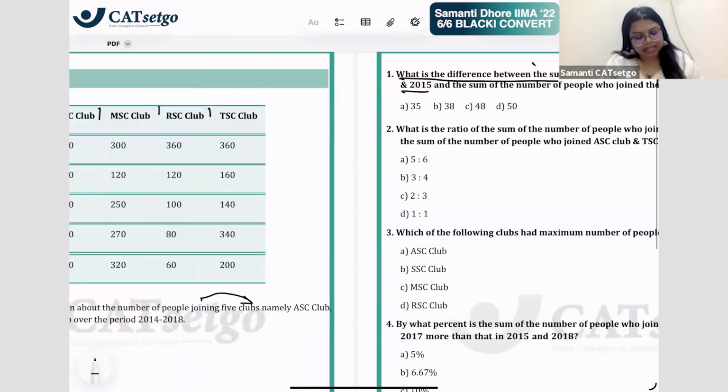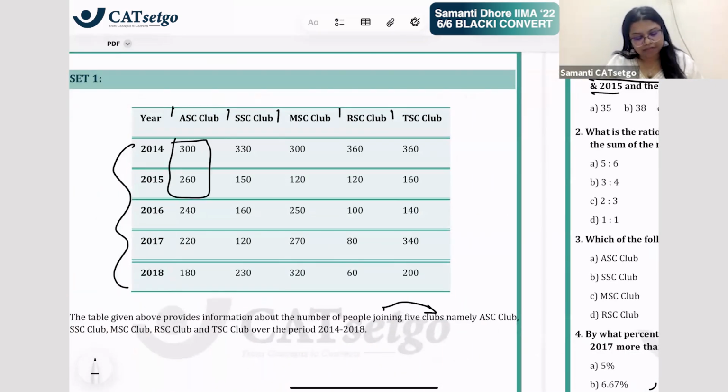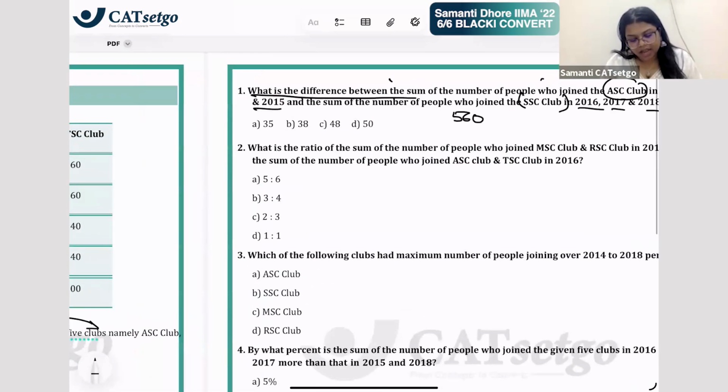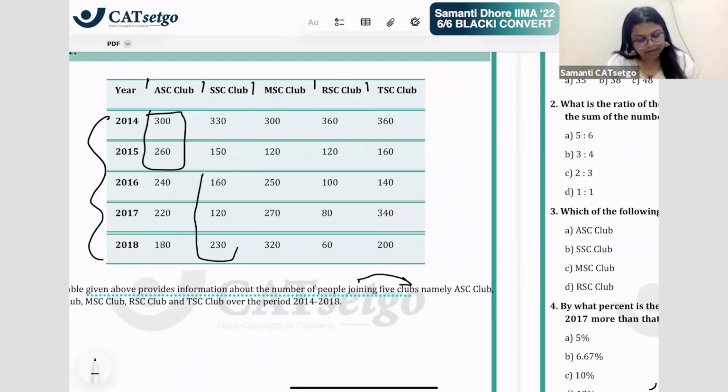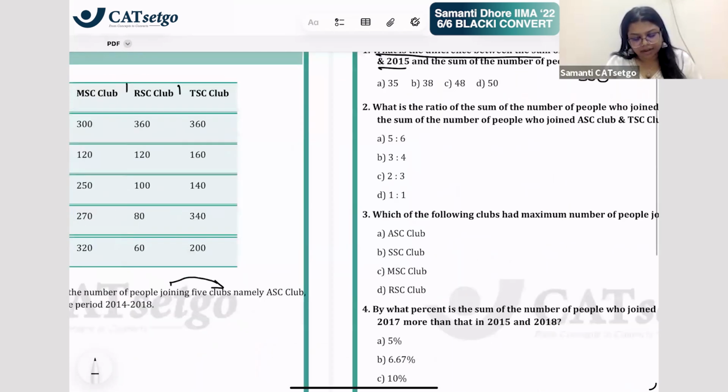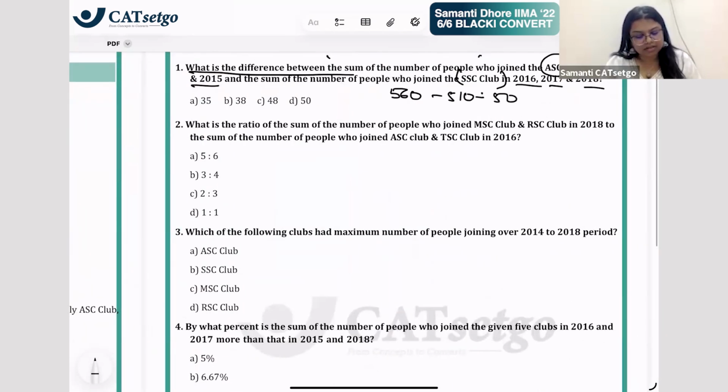Okay. How do you do it? ASC club 14 and 15. How many people have joined? 560. Right? And SSC club in 16, 17, 18. How many people are these? These are 510. What is the difference? The difference is 50. As easy as that, very, very basic.